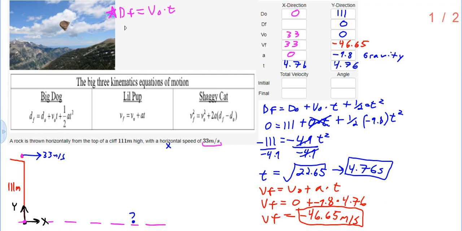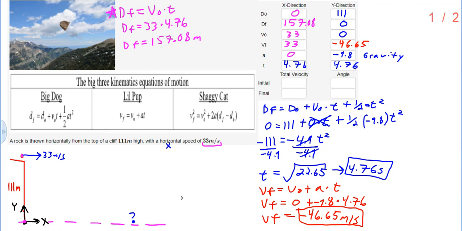Therefore, if I plug in my numbers here, I find out that df is equal to 33 times 4.76. That gives me a final distance of 157.08 meters. Now that I have all of this filled out, I can go ahead and answer the next part.